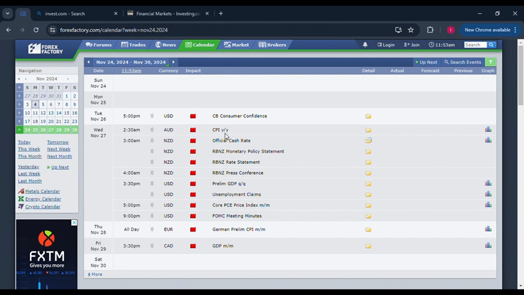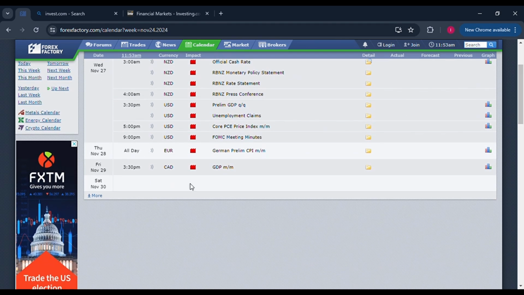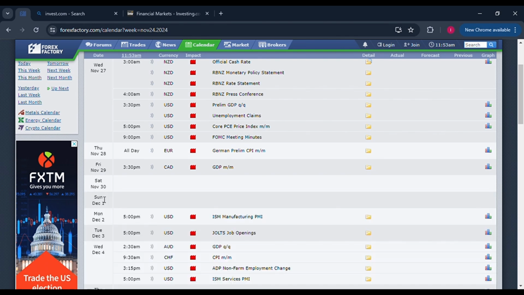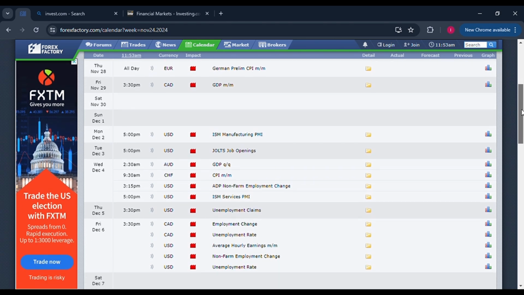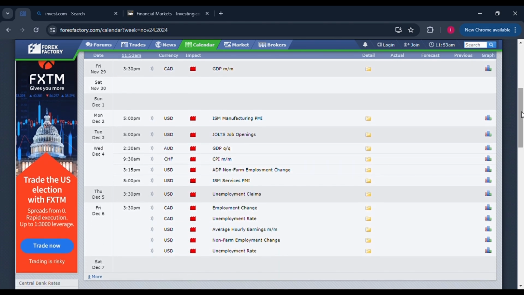So I want to see CHF. Where is CHF? I like to trade CHF. I like it because it doesn't move too volatile. It likes settling, moving in one direction. It's going up, it's going down, my friend. So we make money. I want CPI of CHF. There it is. On the 4th of December, we are having CPI of CHF.